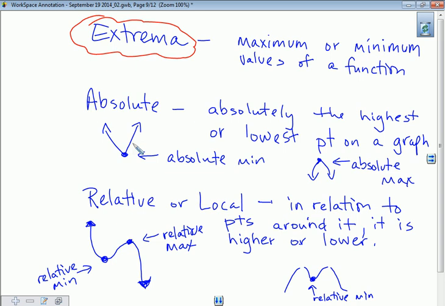If it's infinity, can it not be absolute? Infinity is not a point. We can't get there. It's a concept. It's an idea. So infinity is never an answer to a maximum.